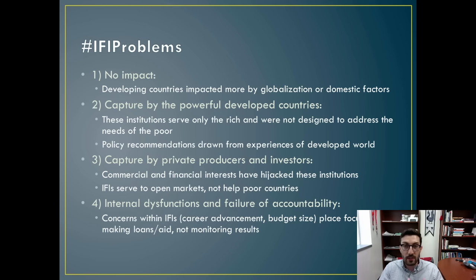There are concerns within these institutions about career advancement and budget size. We know some of this from organizational studies, right? That people who work for these kinds of agencies, whether we're talking about governments or international organizations, tend to want to do things that enhance their own prestige, further their career, improve the importance of their agency or office. So they're constantly looking for more ways to spend money and to be in the good graces of higher-up leadership. And so this places the focus on productivity in terms of making loans, but not necessarily monitoring the results to make sure that that money is being used for good purposes and having good outcomes.